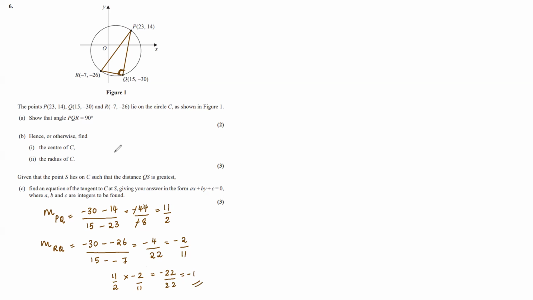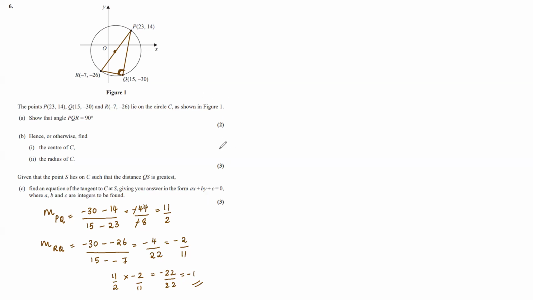Now, hence or otherwise, find the center of C. We can just go back to the circle theorems that we have studied in year 11. If the angle formed is 90 degrees, then the line PR should be the diameter. We know that the angle formed by the diameter on the circumference will always be 90 degrees. So this is the diameter here. If this is the diameter, then the center will be the midpoint of PR.